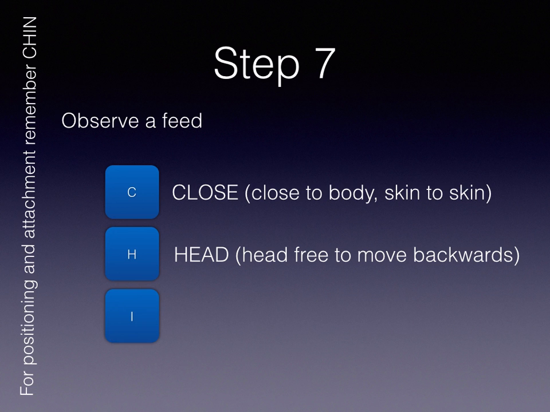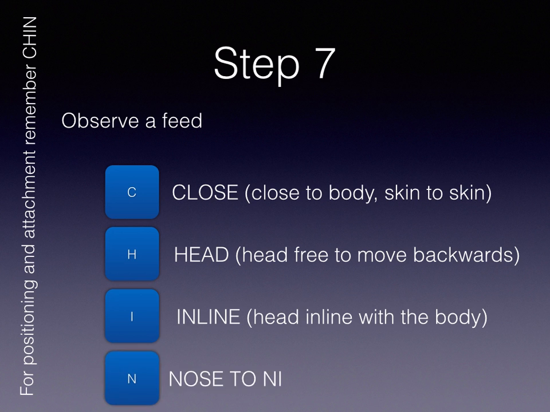I is for in line. Explain that the baby's head and body need to be in a straight line. Either show how the baby is currently in a straight line, or if it isn't, ask permission to help the baby to move into the right position. And N is for nose to nipple. Explain that this will help her to remember to aim the end of the nipple towards the top of the baby's top lip, and when she waits for a wide open mouth and brings the baby onto the breast, the baby will have a mouthful of breast.